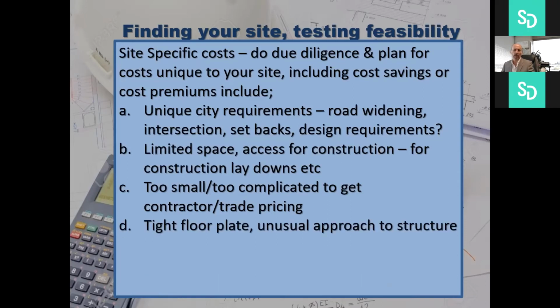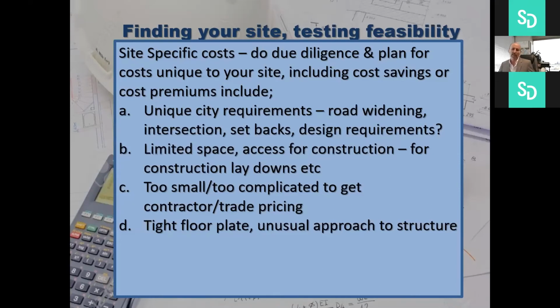A tight floor plate and an unusual approach to the structure can also add to your project. So if you have a project where you have a very tight floor plate and you're trying to get units in on a walk-up apartment, you may end up having a very unique approach to the corridors, in which case your design efficiency gets affected. In other words, you have to build a lot more than what you're actually going to get to sell or lease. And you also may have an unusual approach to the structure.